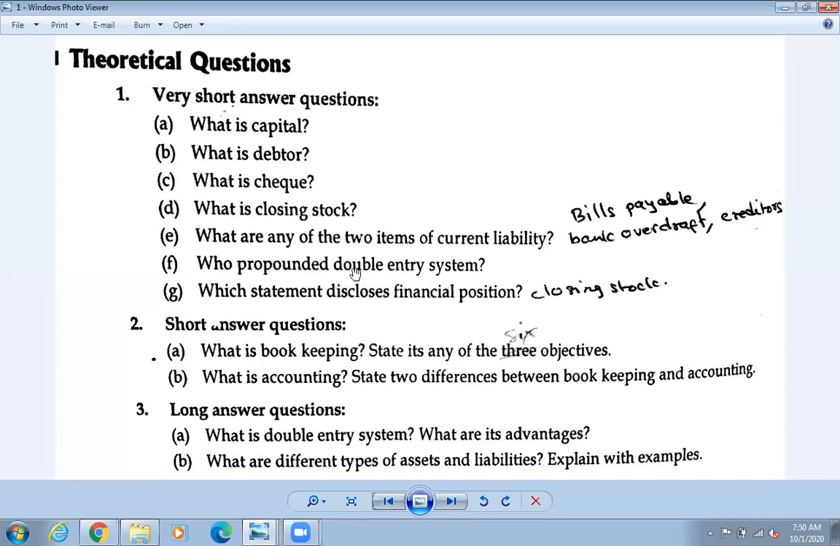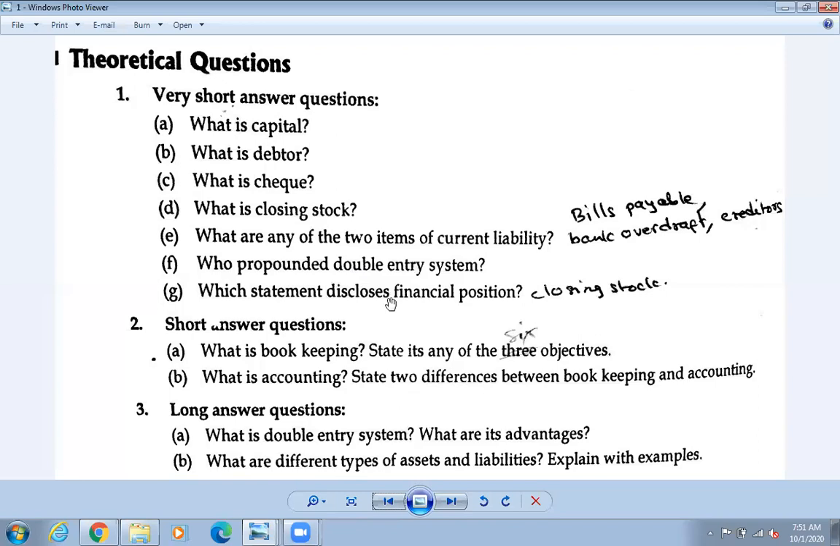In 1494. Before 600 years, this system was already found. It was propounded by whom? Discovered by whom? It was discovered by Luca Pacioli. Pacioli is the name of the person who discovered the double entry system. That you can write down.